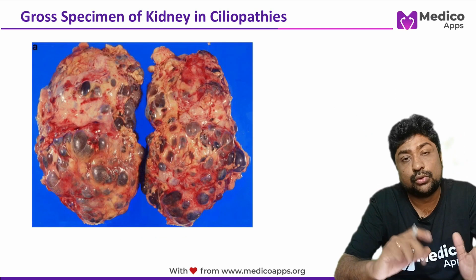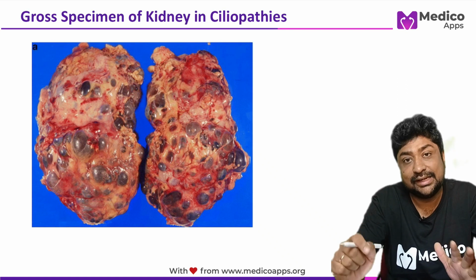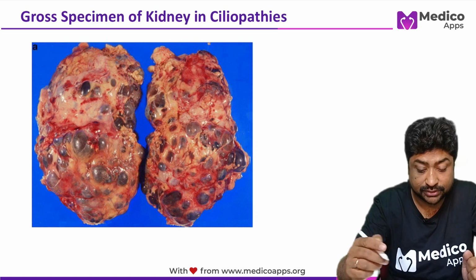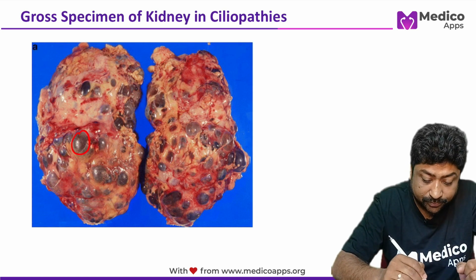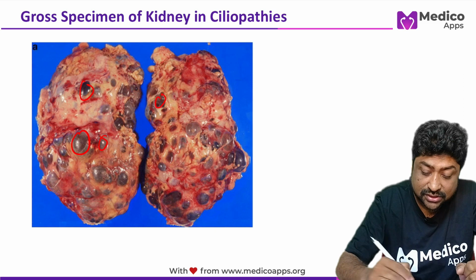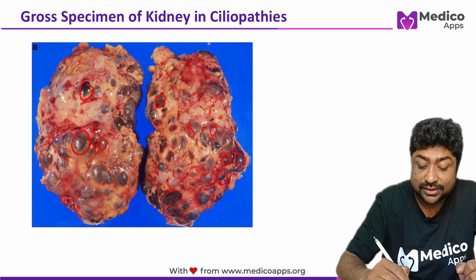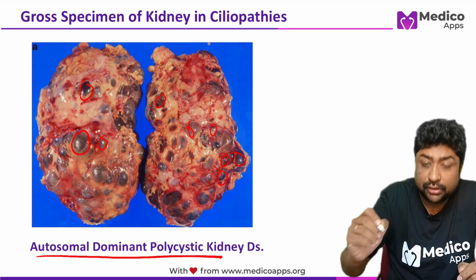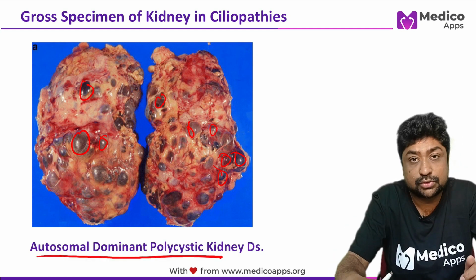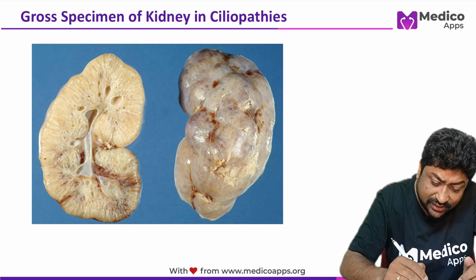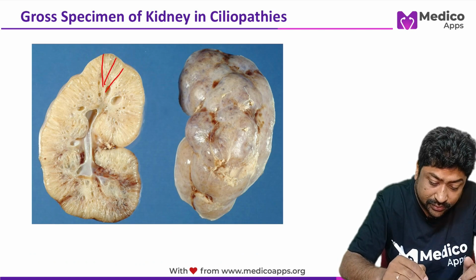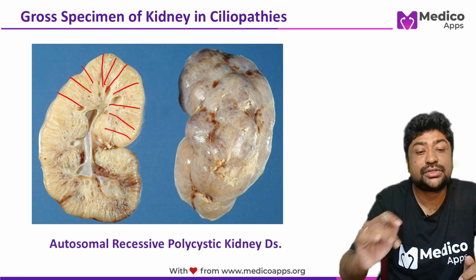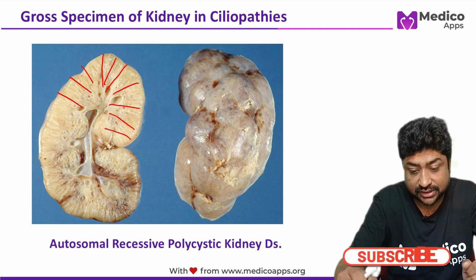Before I take you to each one of these in detail, let me show you some clinical images of the gross pathology, because this has been asked in the examination. What you can see in this particular image is that your kidney is literally studded with cysts, and this is what you see in autosomal dominant polycystic kidney disease. Let's look at the next diagram. What you can see here is striations, and this is what you see in autosomal recessive polycystic kidney disease.